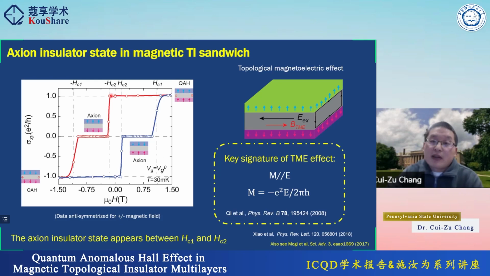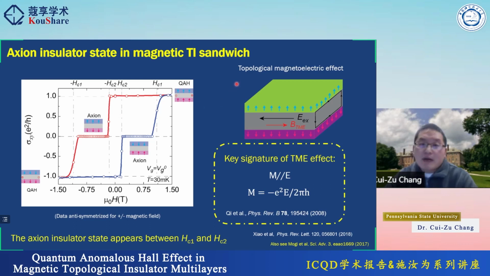When you sweep the magnetic field, because HC2 is smaller, the chromium doped TI layer will first flip and form this anti-parallel alignment. As I just told you, the Hall conductance of the top and bottom layers has opposite signs, so they cancel each other and form zero Hall conductance. When you further sweep the magnetic field, they will both point down, forming a parallel alignment and going to the quantum anomalous Hall state again. So this state satisfies all three conditions I listed for the axion insulator. We call it the axion insulator state.